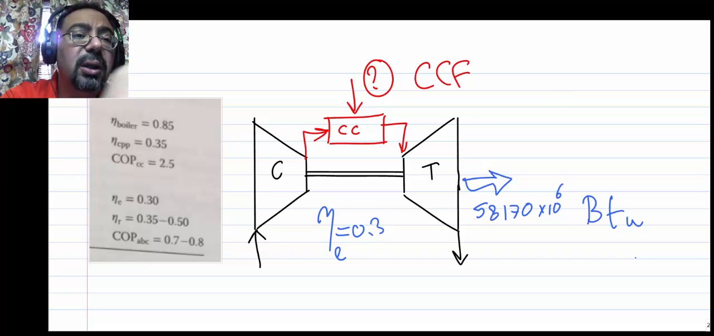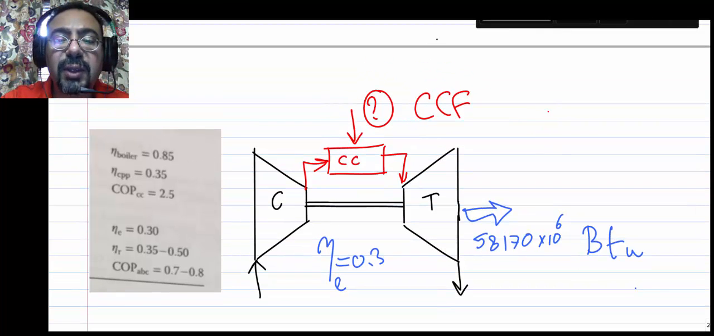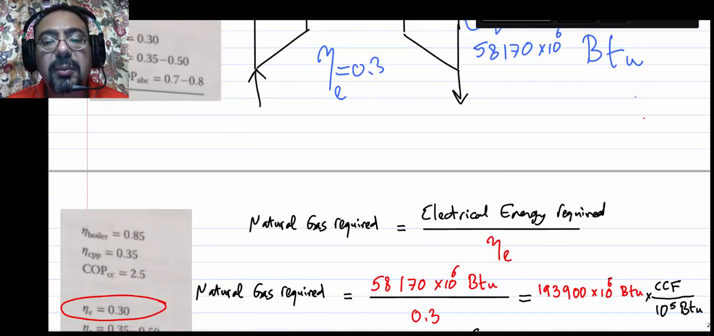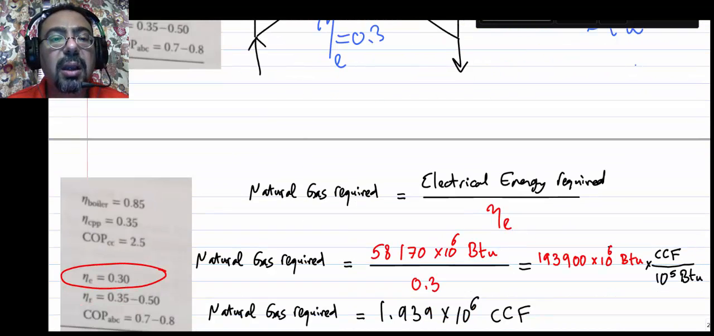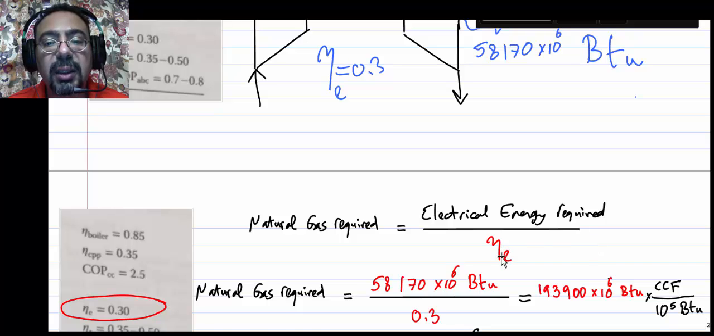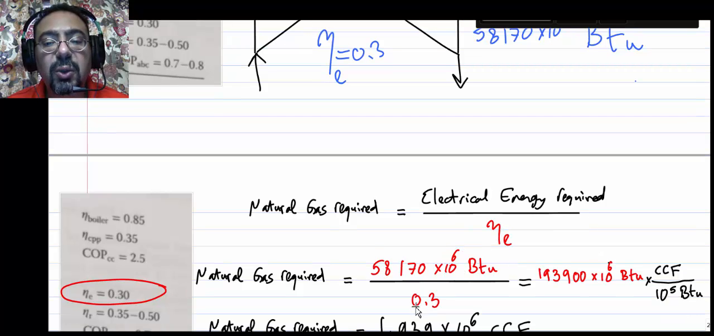What is the definition of this ETA electric? It is simply work net over Q added. Since I have this and I have this, it's very easy to calculate the Q added, and that's what you see over here. So the natural gas required will be the electric energy required divided by ETA electric. Here is the BTU, here is 0.3, and you get the natural gas required in BTU.